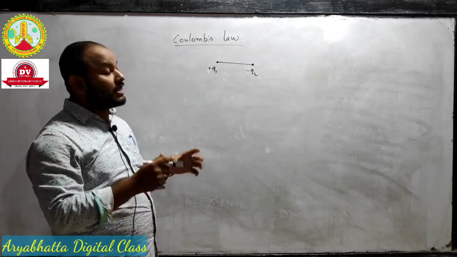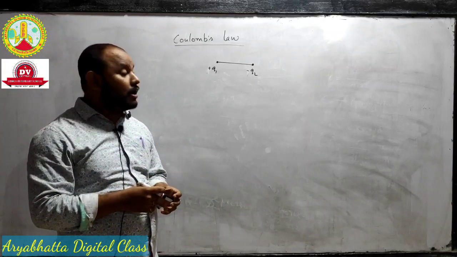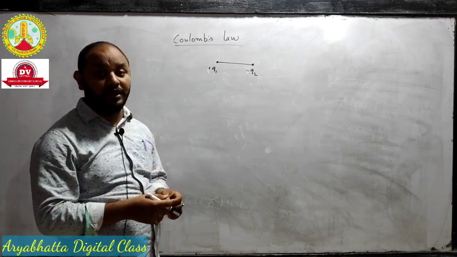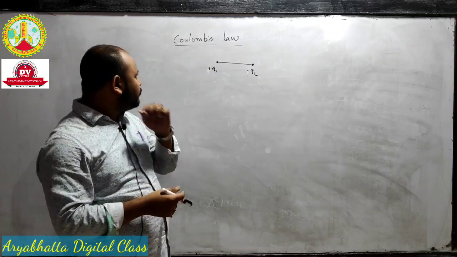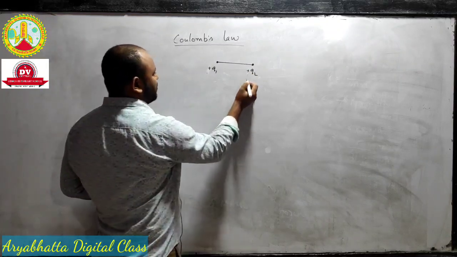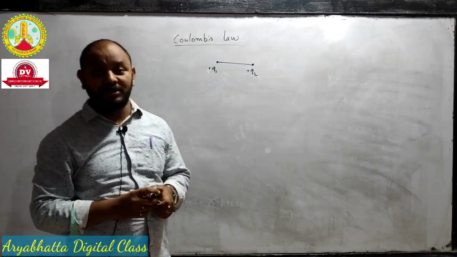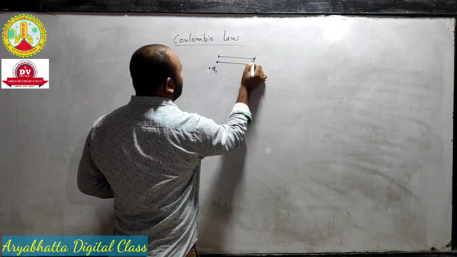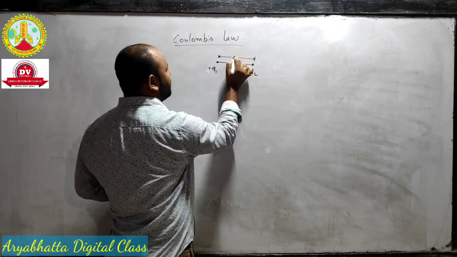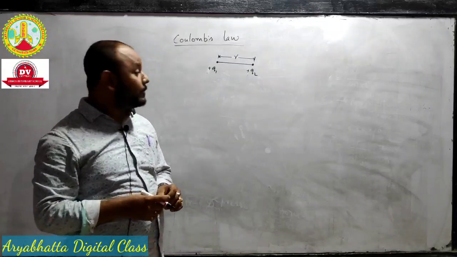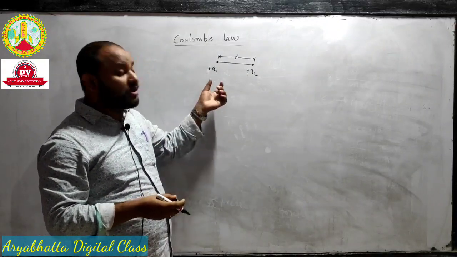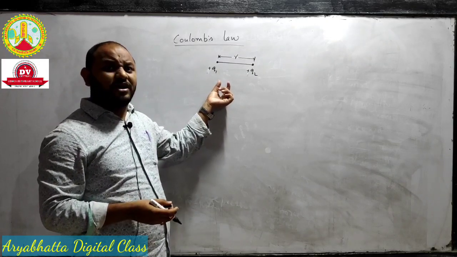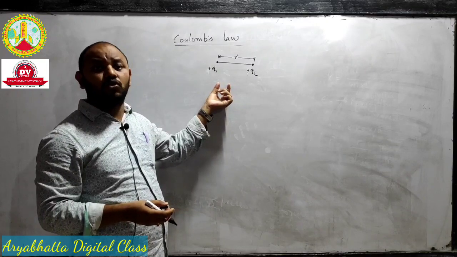That means there is always repulsion between like surfaces and there is always attraction between unlike surfaces. So for this, we have considered two positive surfaces. Q1 and Q2 are the two positive surfaces and they are separated by a distance r. So there will be repulsion. And that repulsive or attractive force is also known as the Coulombic force.